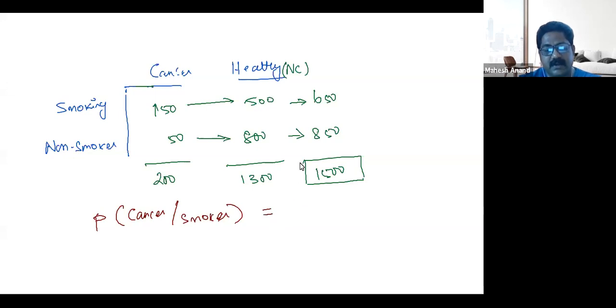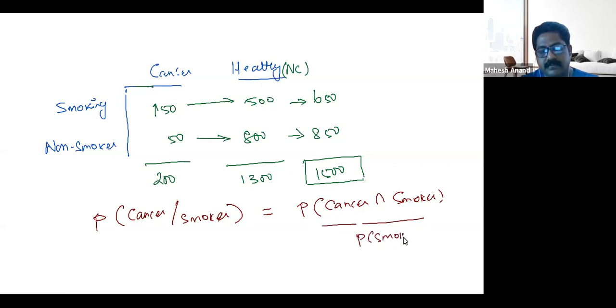So based on the conditional probability, how do we write the expression? Probability of A given B, how do we write the expression? Probability of A intersection B divided by probability of A. In a similar manner we can write probability of cancer intersection smoker divided by probability of smoker.